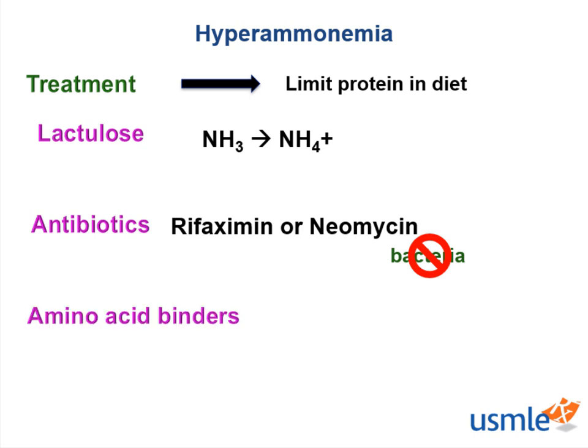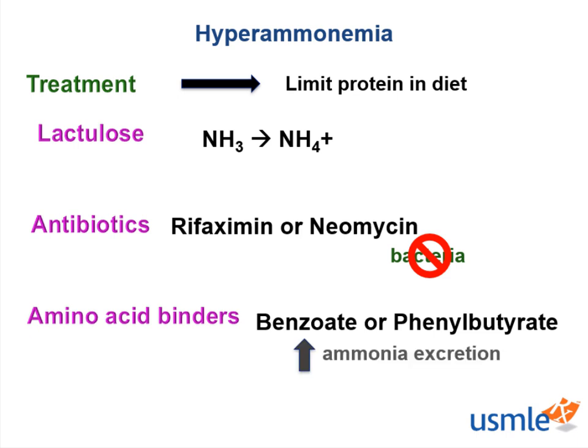Amino acid binders, such as benzoate or phenylbutyrate, can react with glycine or glutamate to increase excretion of ammonia.